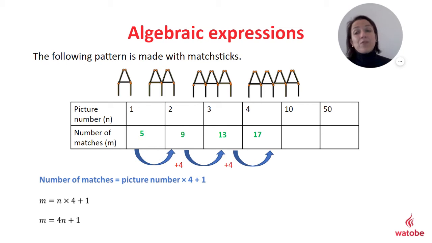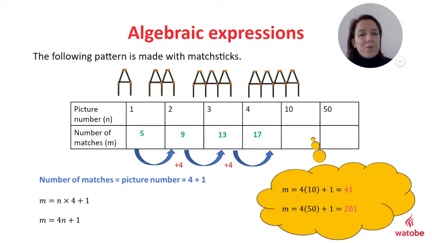In this way, we've created an algebraic expression that we can use to calculate any number of matches in any picture number, because that rule works for all the picture numbers. We can calculate how many there are in the 10th picture, in the 50th, even in the 1000th. So let's use our rule now to calculate how many matches there will be in the 10th picture. What do you think?